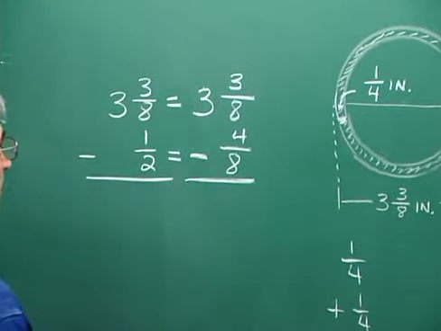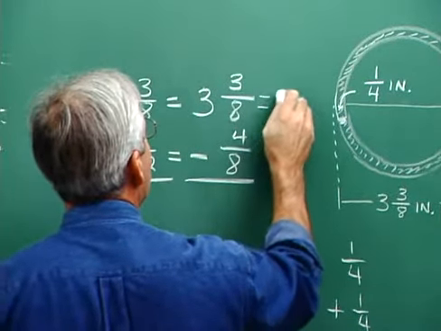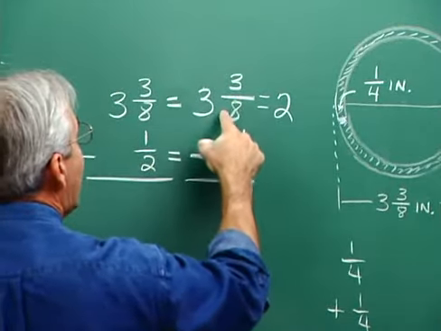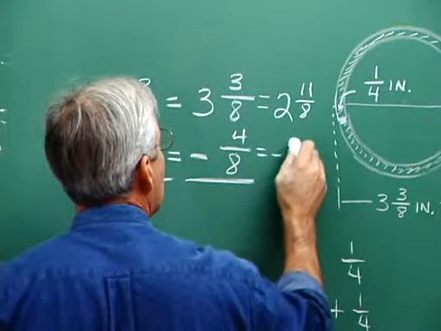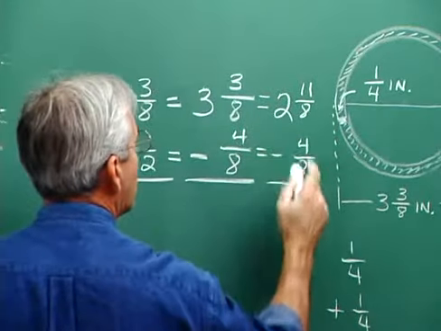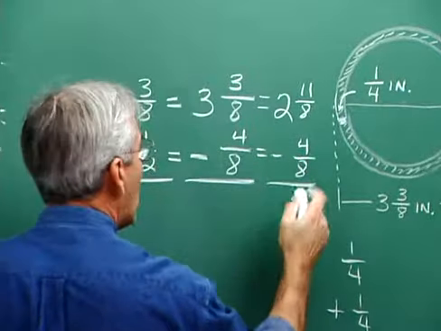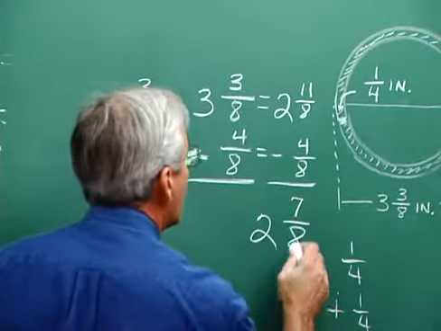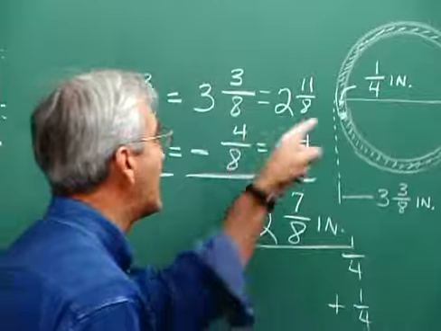Uh-oh, we can't take 4/8 from 3/8. We have to borrow. We borrow from the 3, and it becomes a 2. And the one that we borrow is really 8/8. 8/8 and 3/8 is 11/8. Now we can take 4/8 from 11/8. 11 minus 4 is 7. So this is 7/8. 2 minus 0 is simply 2. So 2 7/8 inches is the inside diameter for that bushing.